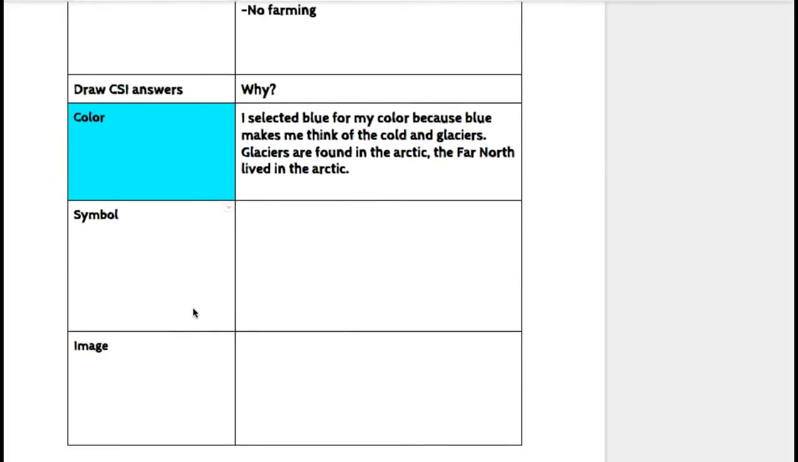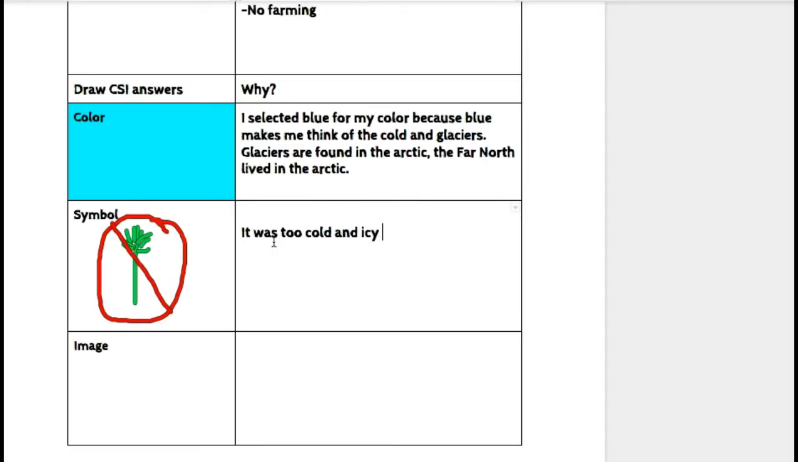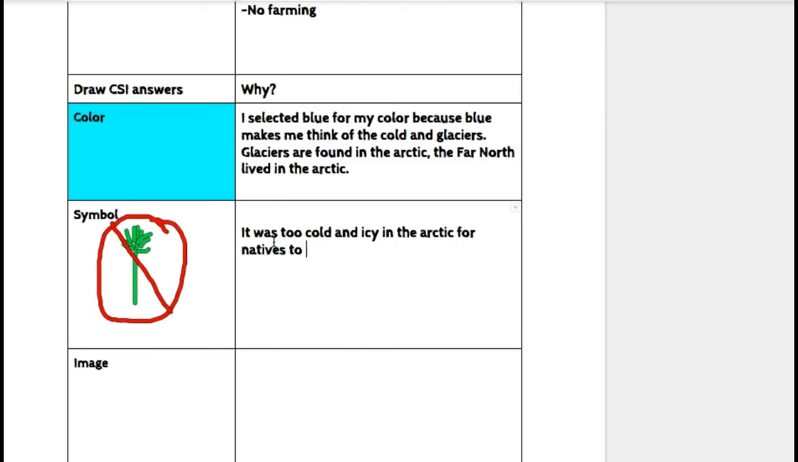I think a symbol for me is going to be maybe like, let's pretend that this is corn, and I can't draw in real life, and I really can't draw when I have to use this Omnidazzle. So let's pretend that's some corn or something. And then I'll draw the universal sign for not allowed or don't have. And so it's like no farming. So then my explanation would be, it was too cold and icy in the Arctic for natives to farm.